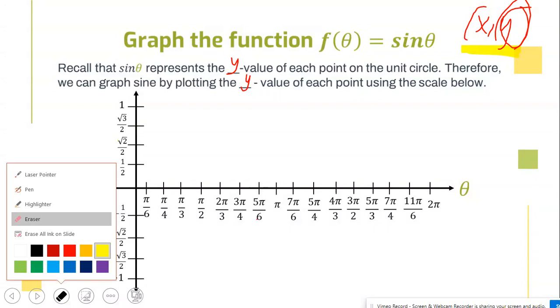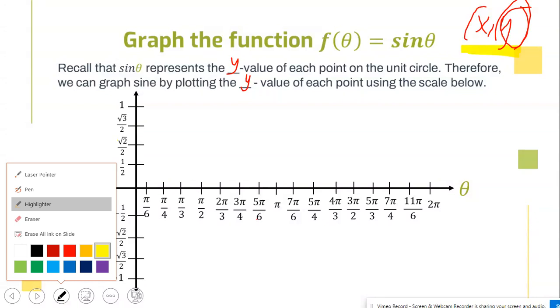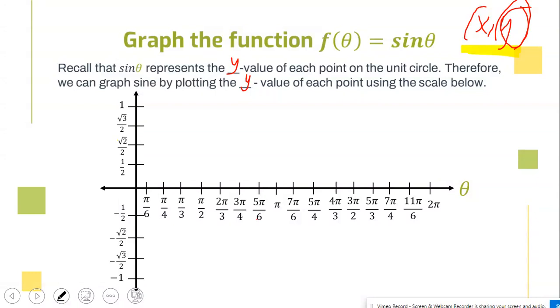So let's start at 0, okay? And I'm going to use, let's see, I'm feeling blue right now. We're just going to start by evaluating sine of all of these values on our x-axis or theta axis. So I really want to know, what is sine of 0? Sine of 0 radians, sine of 0 degrees, right? When we find that, we look and that coordinate is 1, 0. Sine is the y, so that's going to be 0.